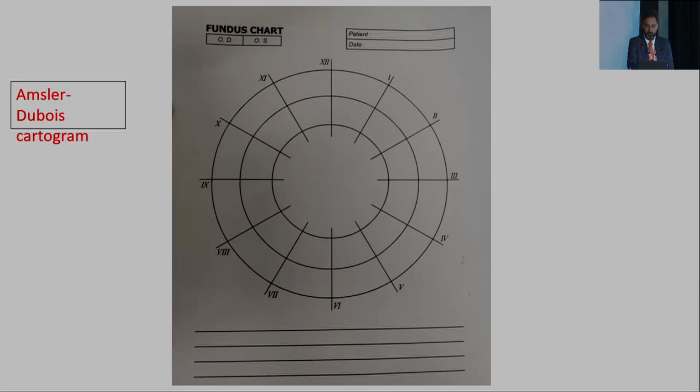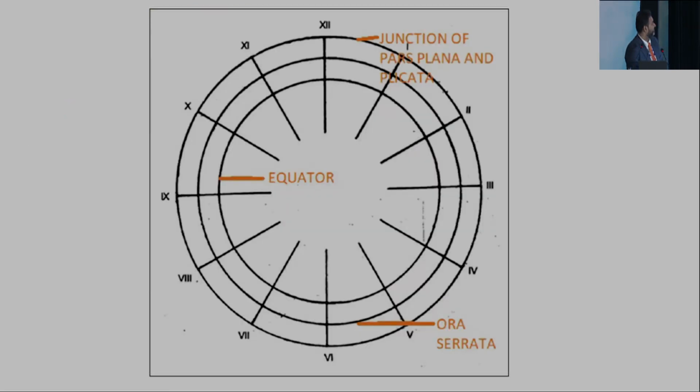That's the Amsler-Dubois cartogram. Anybody wants to quickly show those 3 concentric rings, what they stand for? The innermost ring is the equator. The middle ring would be the ora, and what about the third ring then? Pars. So it has to be a junction, right? Ora is a line, equator is a line, pars plana is a structure, so it can't be demarcated by a line. It has to be a junction of two things, right? So it's a junction of the pars plana and the pars plicata. So it has to be a line, right?